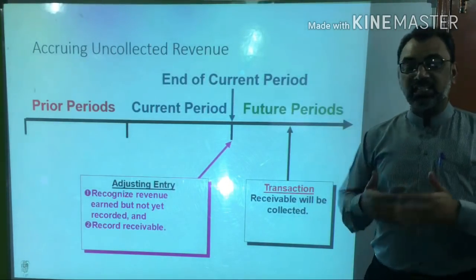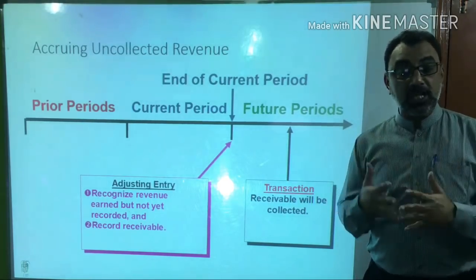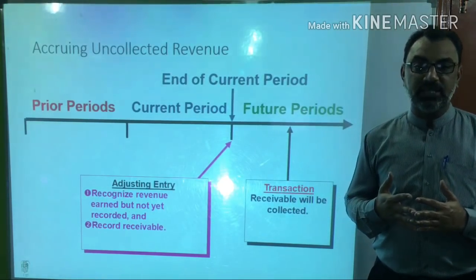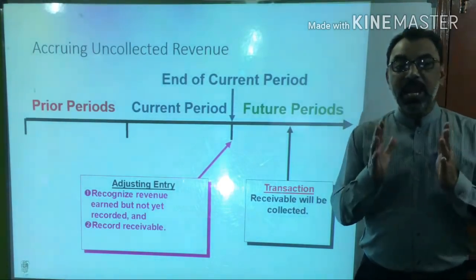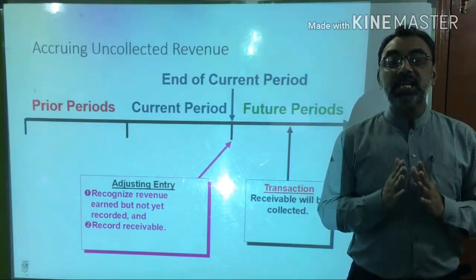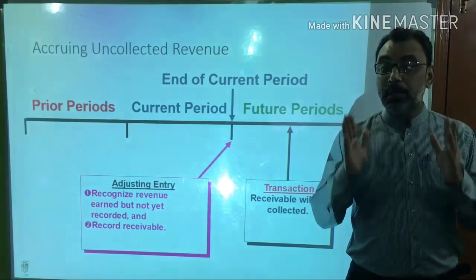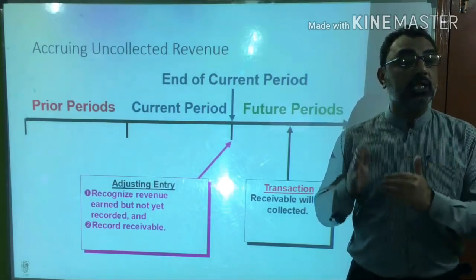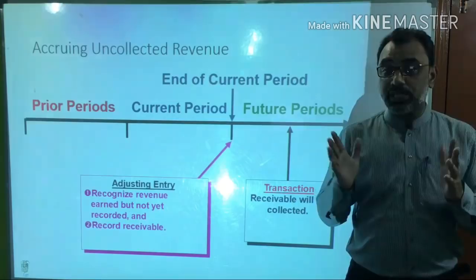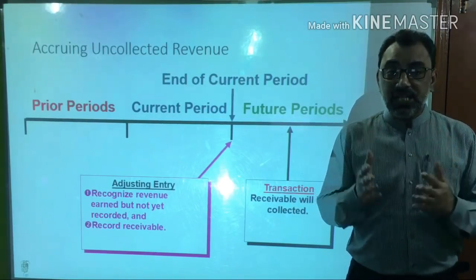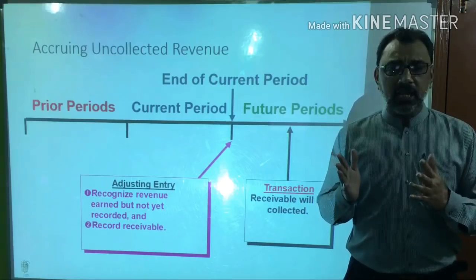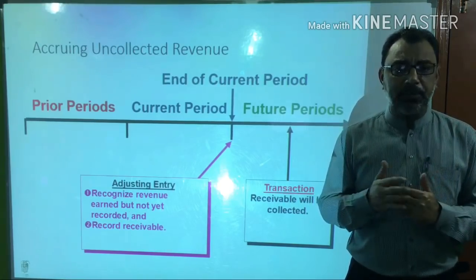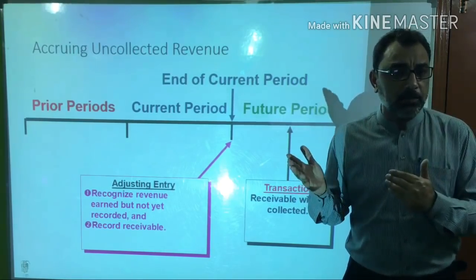And the last and the fourth type of adjusting entry is accruing uncollected revenue. A business may earn revenue during the current accounting period but not bill the customer until a future accounting period. This situation is likely to occur if additional services are being performed for the same customer, in which case the bill might not be prepared until all services are completed.